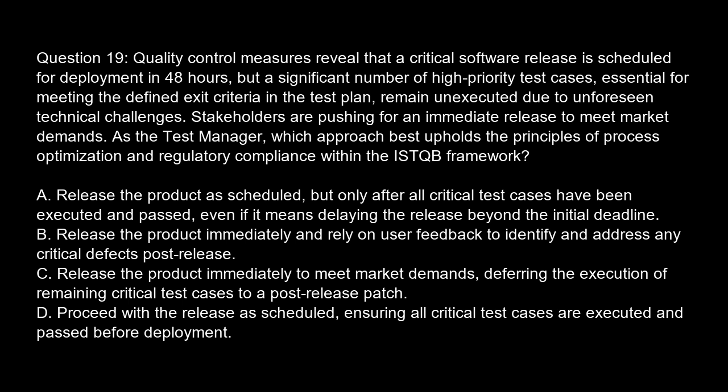Option A. Release the product as scheduled, but only after all critical test cases have been executed and passed, even if it means delaying the release beyond the initial deadline. Option B. Release the product immediately and rely on user feedback to identify and address any critical defects post-release. Option C. Release the product immediately to meet market demands, deferring the execution of remaining critical test cases to a post-release patch. Option D. Proceed with the release as scheduled, ensuring all critical test cases are executed and passed before deployment.